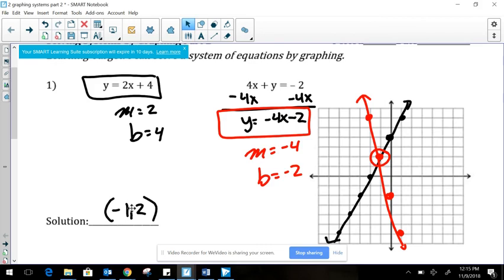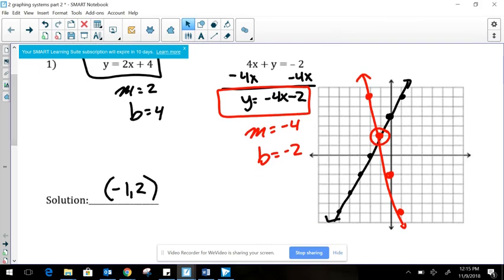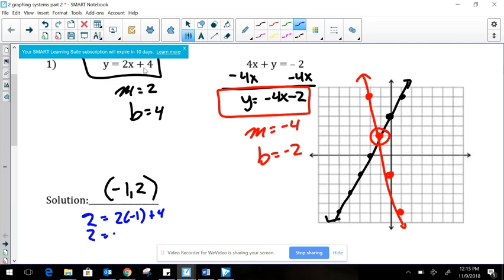Great, okay. And yesterday we checked our solutions by plugging them into the equation. So let's just do that real quick down below here. I'm plugging in to this top equation. I'm going to do a little bit in my head. So 2 is my y, negative 1 is my x. Okay, so I have 2 is equal to negative 2 plus 4. Would you look at that? 2 equals 2, so that's good.